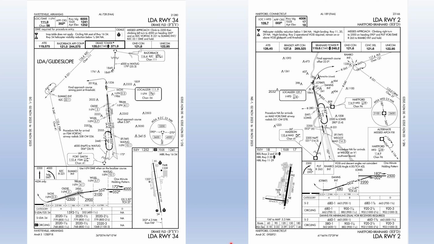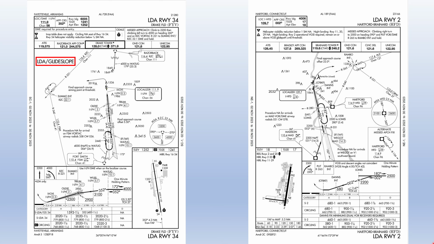If an approach has a glide slope, you should see LDA glide slope in big bold capital letters somewhere on the plan view of the approach, but you can also look for the gray shaded area that indicates the presence of a glide slope on the profile view as well.